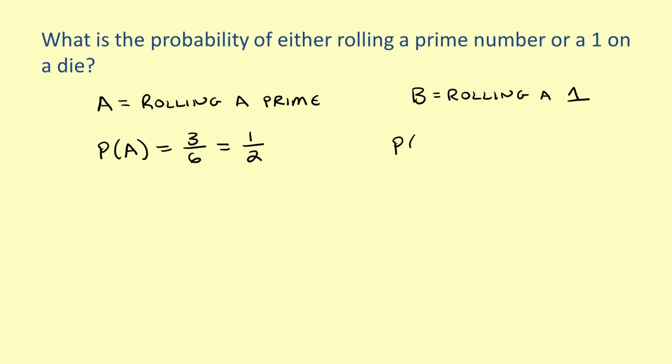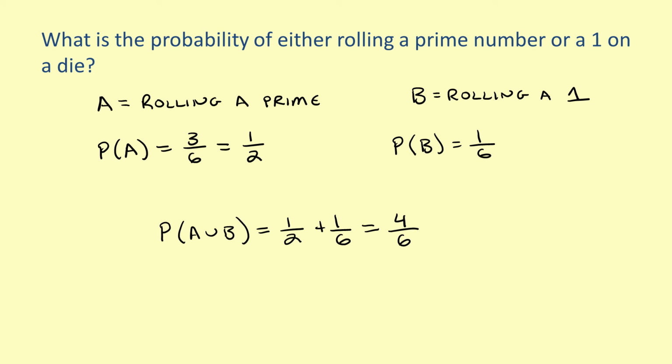The probability of rolling a 1 is 1 over 6. The probability of either of these events occurring is equal to the sum of the probabilities, which is 4 over 6, reduced to 2 over 3.